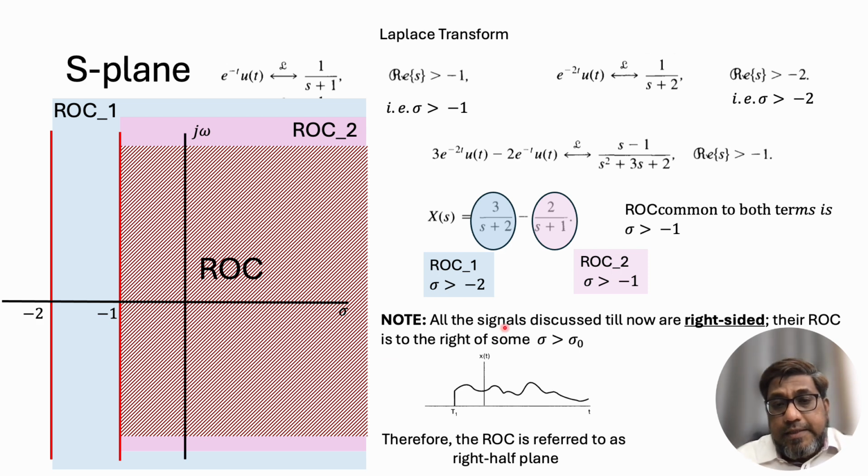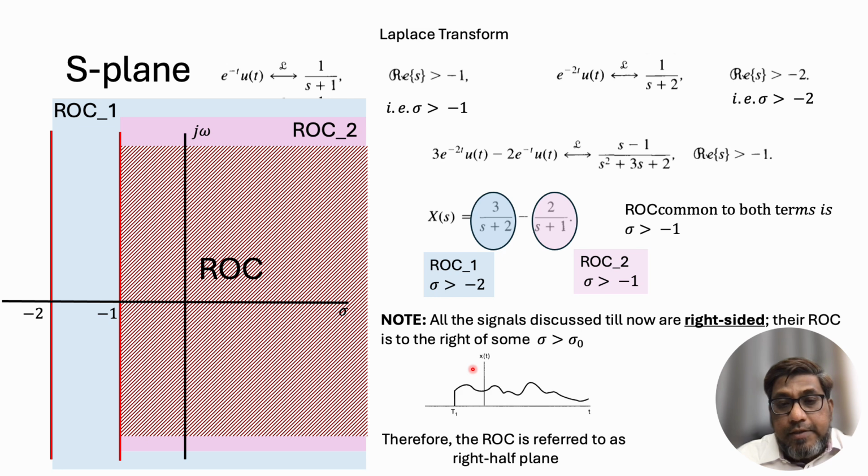What we notice is that all the signals that we have taken in these examples are right-sided signals. That means we have multiplied them with the unit step signal, so they all extend to the right until infinity. They start at some point and extend to the right until infinity, so we call them right-sided signals. And what we notice for such signals is that all right-sided signals have a region of convergence lying to the right of some sigma value.